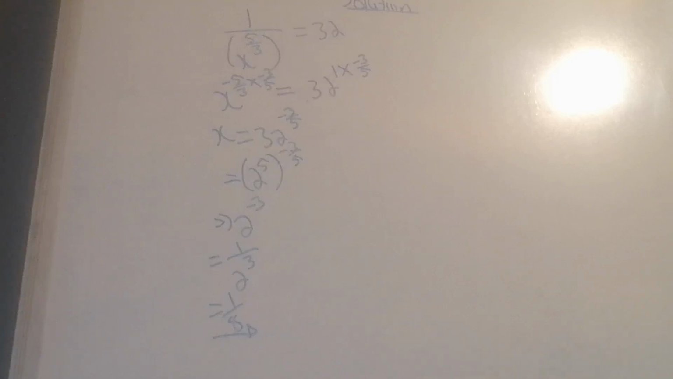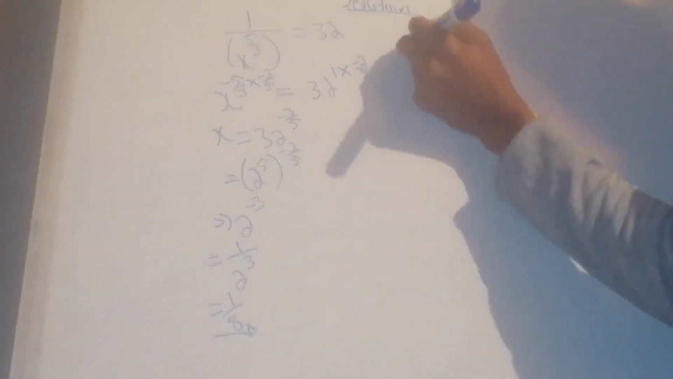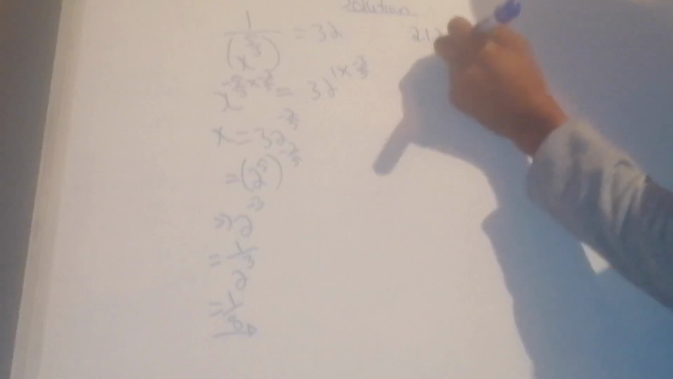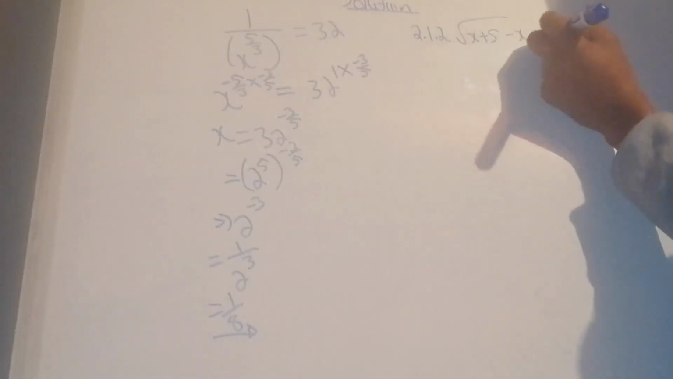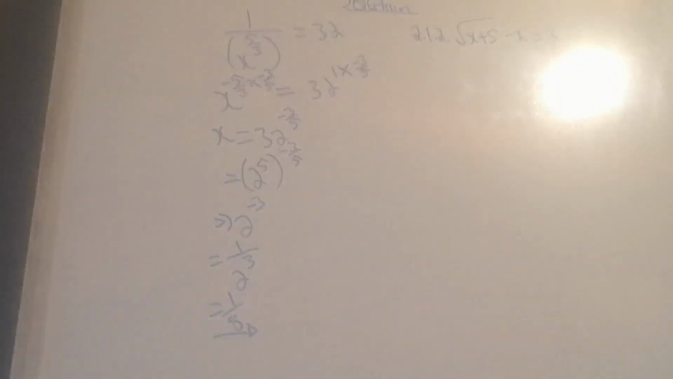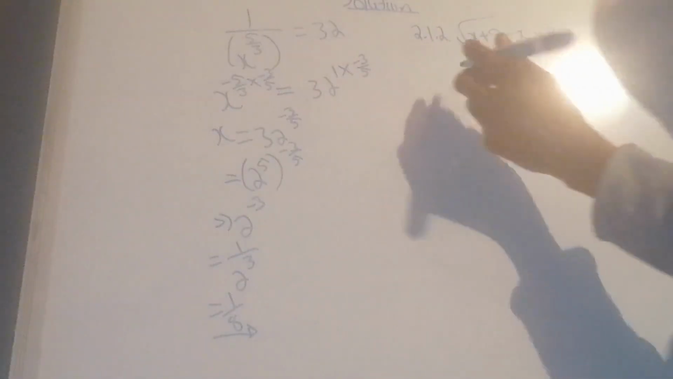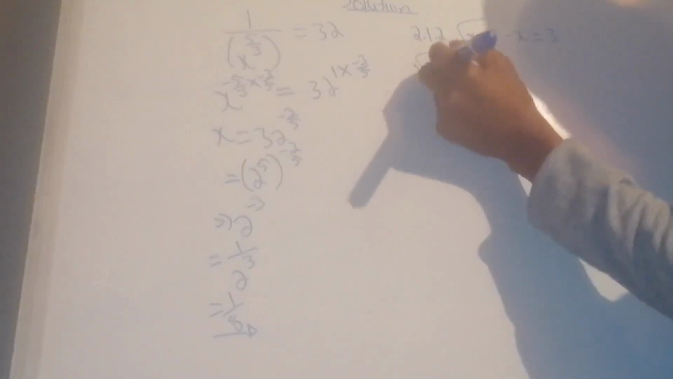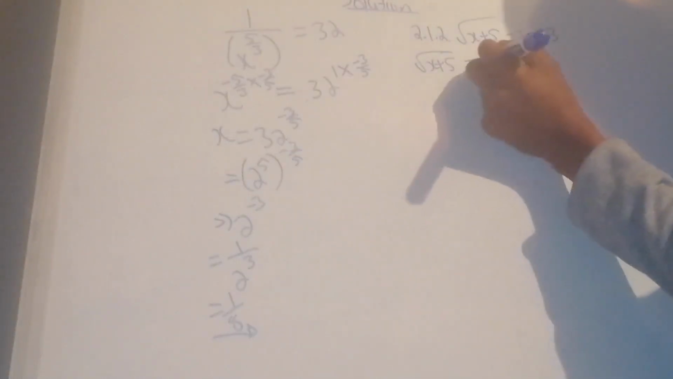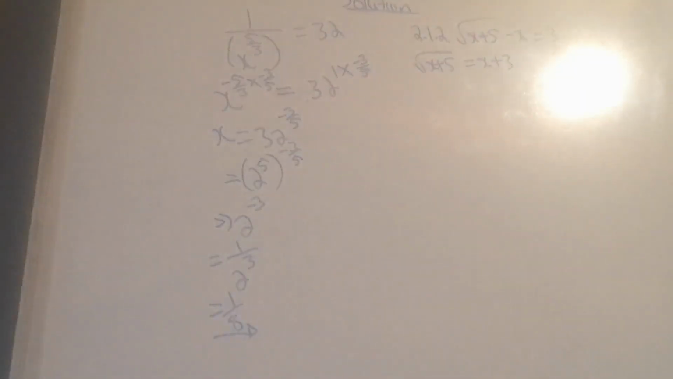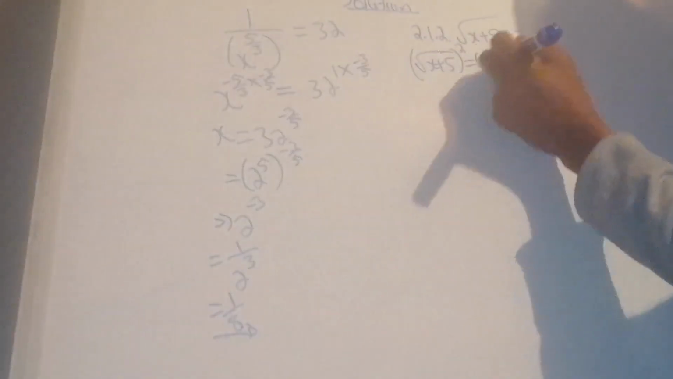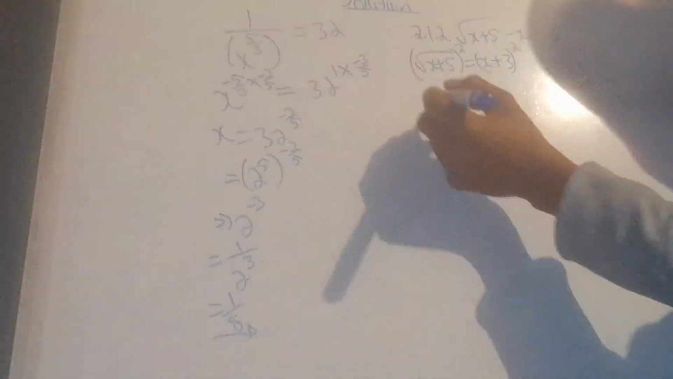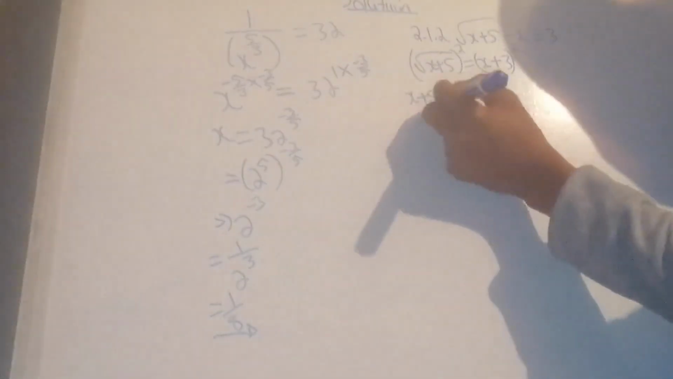Okay, let's go to 2.1.2. We have the root of x plus 5 minus x equals 3. When we are here, I can group the like terms. I will have my root x plus 5 equals x plus 3, taking this to the other side. I want to get rid of the square root, so I will square both sides. The square root and 2 cancel. You are left with what is inside of the root.